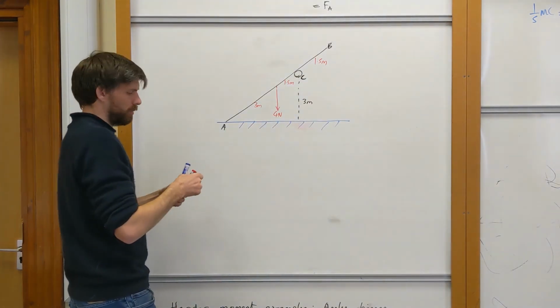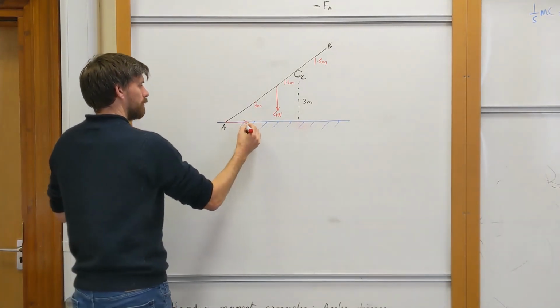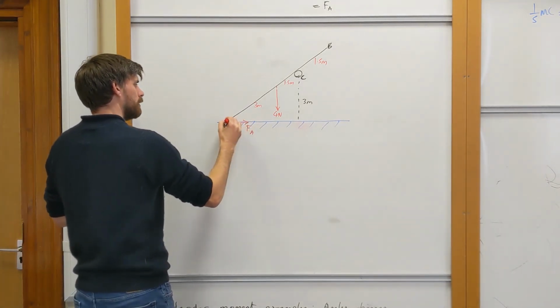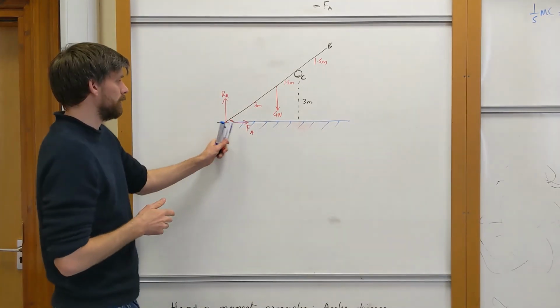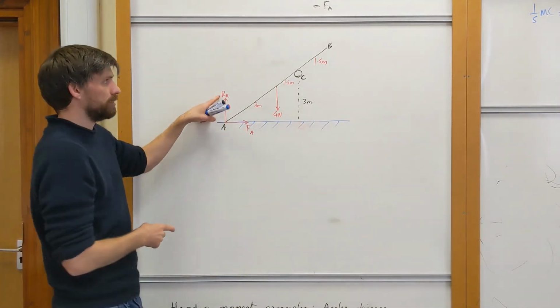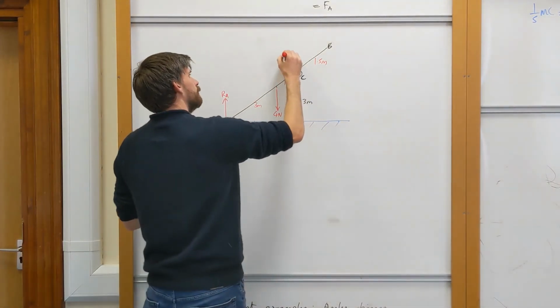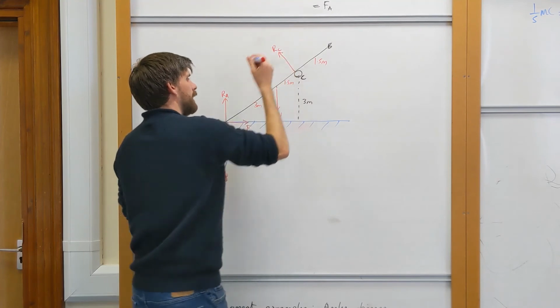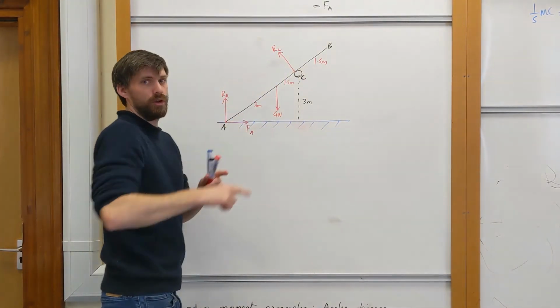Okay, so other forces, we know it's a rough floor, so we've got a frictional force at A and a reactional force at A. Okay, rough floor, friction force, reaction force. This is a smooth peg, so it therefore only has a reactional force. Okay, smooth peg, so therefore no frictional force.